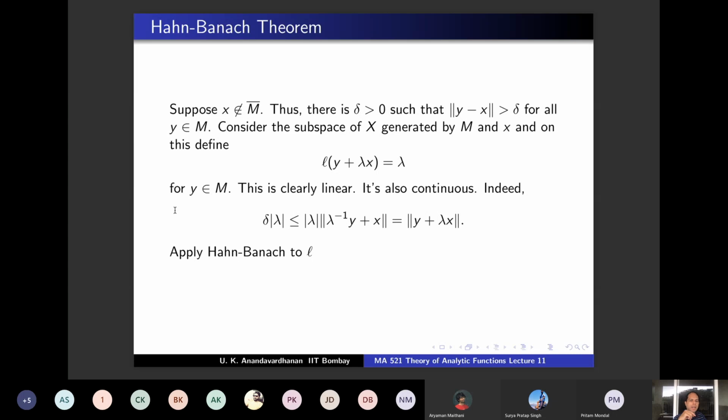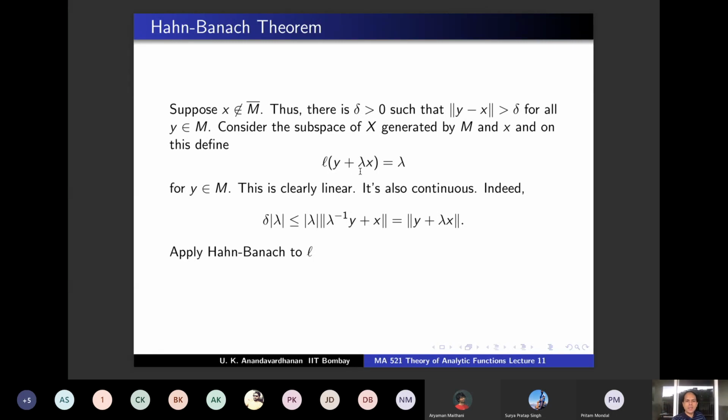Apply Hahn-Banach to this L on this space. So your subspace is the space generated by M and X, and you have constructed a linear functional which is continuous. Apply Hahn-Banach, you can extend this L to a linear functional on X, which is a continuous linear functional. And note that that functional restricted to the space M comma X is this linear functional, and therefore further restricted to M, it is 0. On M, this is 0, right? If this part is not there, then the answer is 0. So on M, this extended linear functional on X star is 0 on M.